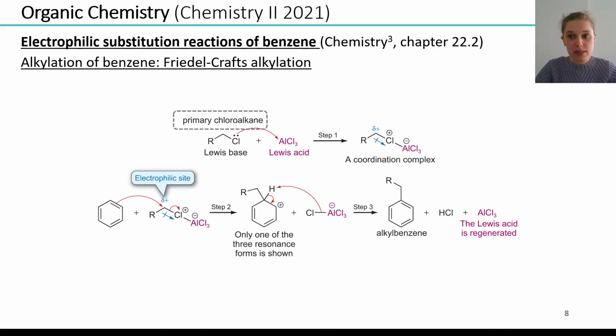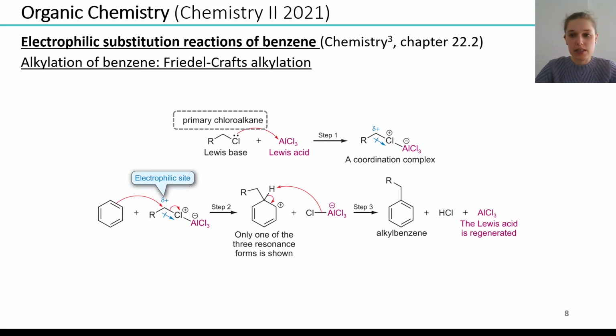The reaction of benzene with chloro or bromoalkanes and a Lewis acid catalyst produces alkyl benzenes. The Lewis acid catalyst can, for example, be iron trichloride or aluminum trichloride. This type of reaction is called Friedel-Crafts alkylation. For Friedel-Crafts alkylations, we differentiate whether the reaction takes place with a primary halogenoalkane or a secondary or tertiary halogenoalkane.